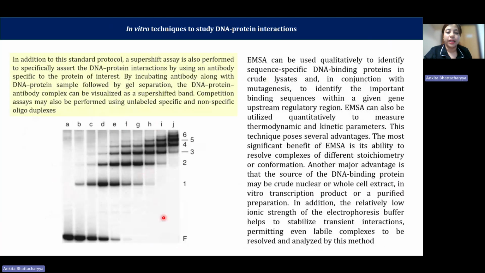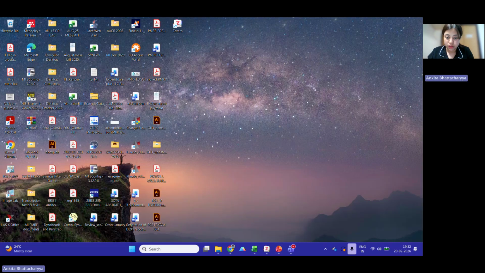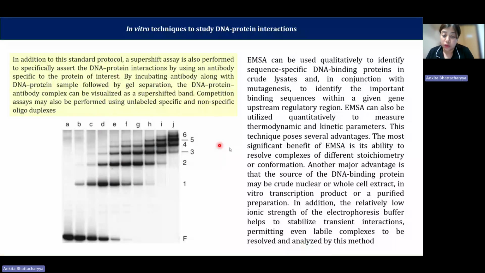Anyway, moving forward a little bit faster, another step which refines the technique a little bit further is the use of an antibody as well. By incubating the antibody along with your DNA-protein sample, followed by gel separation, this complex can also be visualized as a super shifted band. And competition assays may be performed using unlabeled specific and non-specific oligoduplexes.